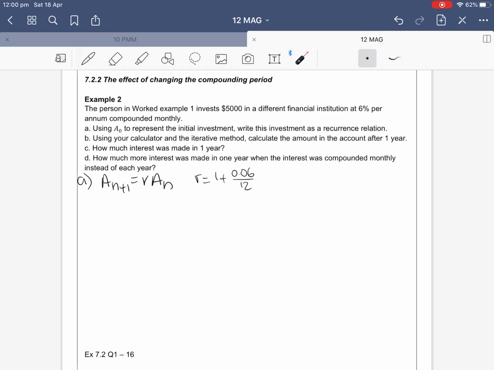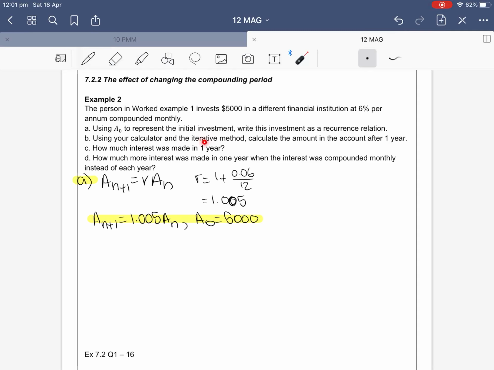If I pop that all together, I end up with the answer 1.005. Okay, so I can write my recurrence relation as AN plus 1 equals 1.005 AN. And don't forget the comma where A0 equals 5,000. So that's just our initial value. So it looks really similar to our previous one, but we now have a different compounding R factor at the front because we're compounding monthly now.